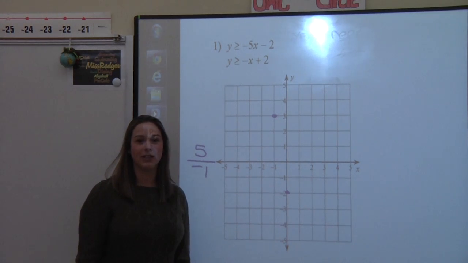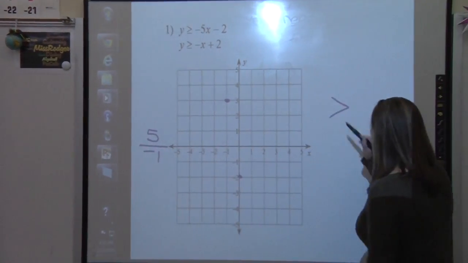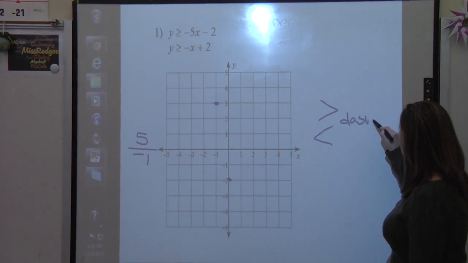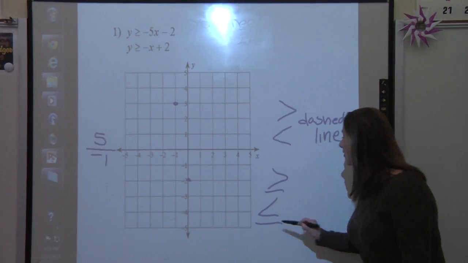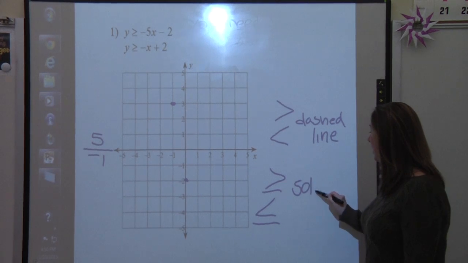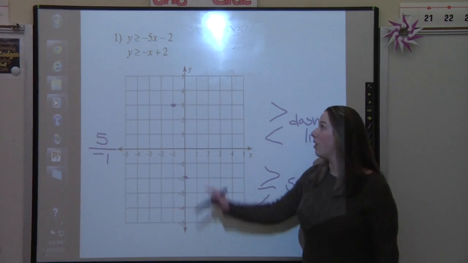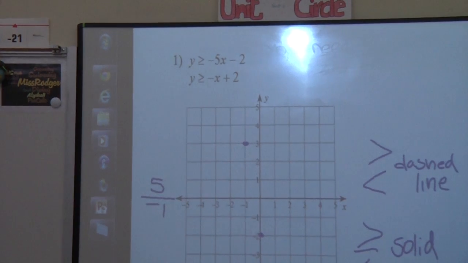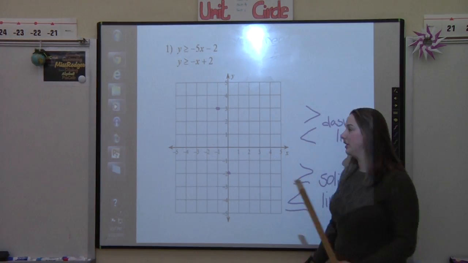There's a couple things that we want to consider before I draw my line. When I have a greater than symbol or a less than symbol, I'm going to have a dashed line. When I have a greater than or equal to symbol and a less than or equal to symbol, I'm going to have a solid line. So for the first inequality, you can clearly tell that I'm going to have a solid line. Let's graph the first inequality.